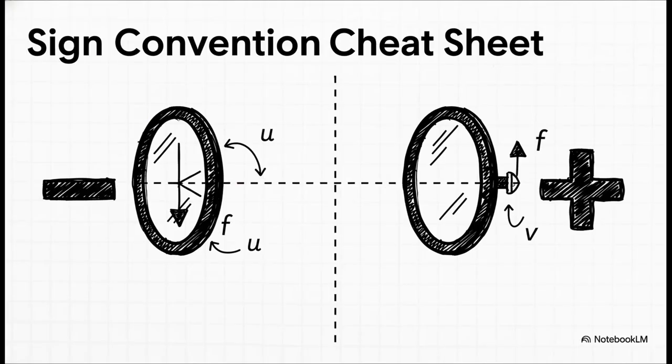So let's break that down with a quick cheat sheet. Since the object is always on the left, its distance, u, is always negative. For a concave mirror, the focus is also on the left, so its focal length, f, is negative. But for a convex mirror, the focus is behind it, on the right, so f is positive. The exact same logic applies to the image distance, v. You just stick to these rules, and the formula gives you the right answer every single time.